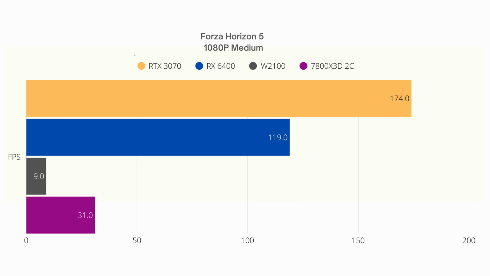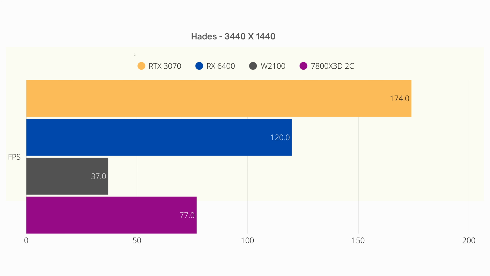For the 6400, 9 for the W2100, but then you got to 31. It was playable, ugly, but playable and okay if you're used to old racing games at 30 frames a second. Age of Empires 2 was around 76, 77. So it was steadily playable at 3440 by 1440, double the frame rate of the W2100.